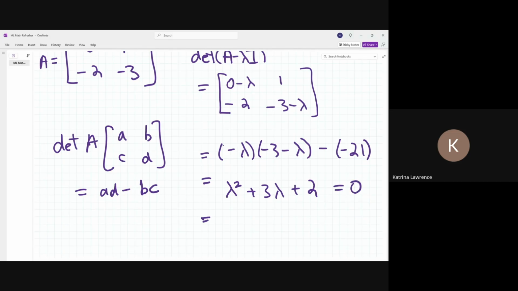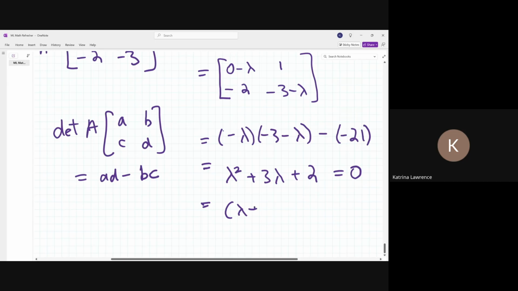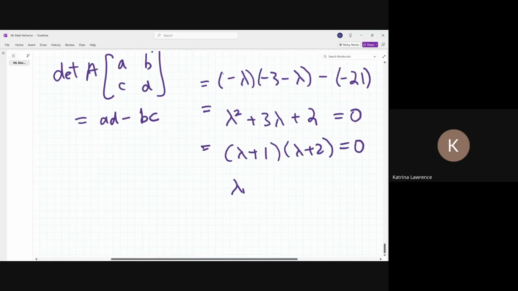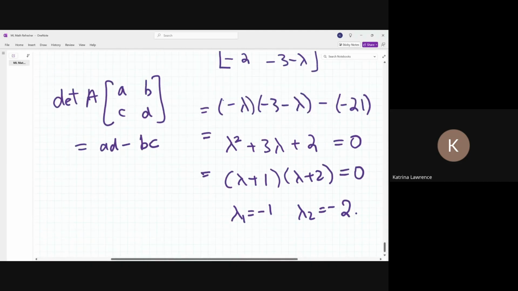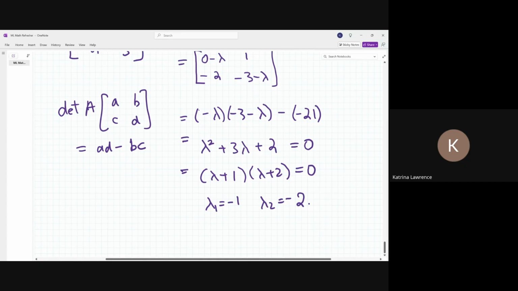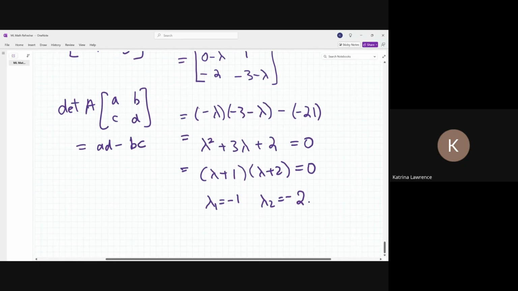We're going to factor this, so we get (lambda plus 1)(lambda plus 2) equals 0. As a result, lambda 1 equals -1, and lambda 2 equals -2. So we've found the two eigenvalues of our 2x2 matrix.